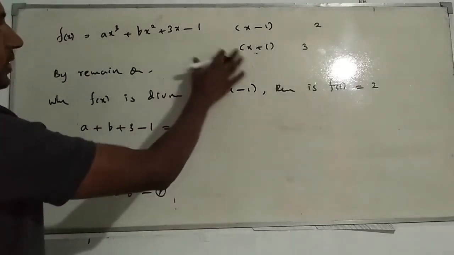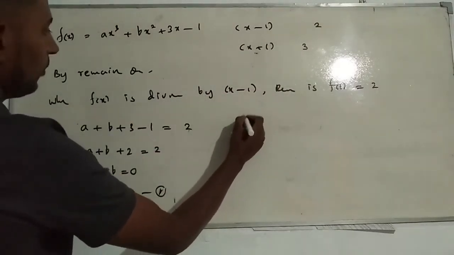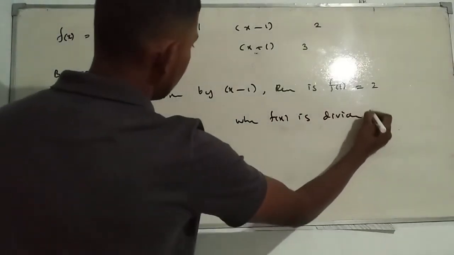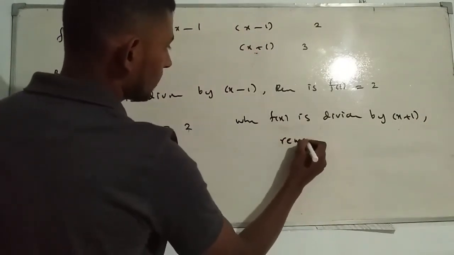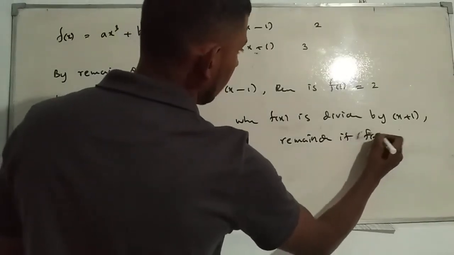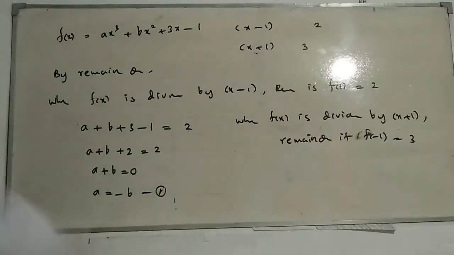When f of x is divided by x plus 1, the remainder is 3. Again, I write: when f of x is divided by x plus 1, the remainder is f of minus 1, that is equal to 3. Now we can use the result and again we can have a similar equation. By using those two equations we can find a and b, right?